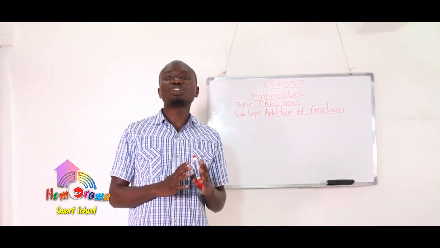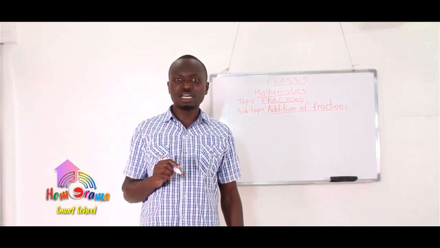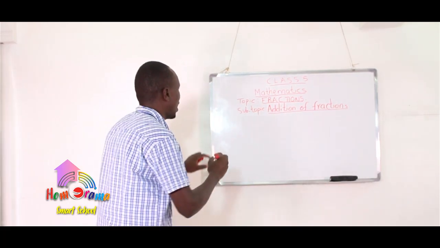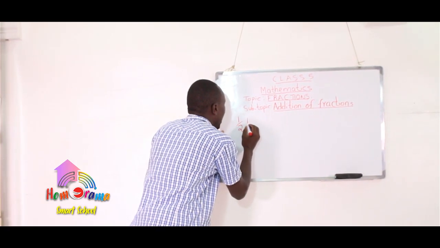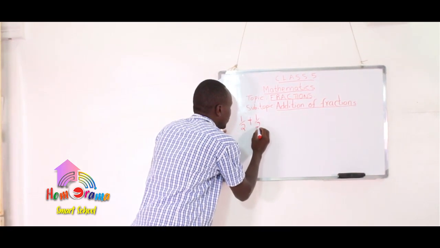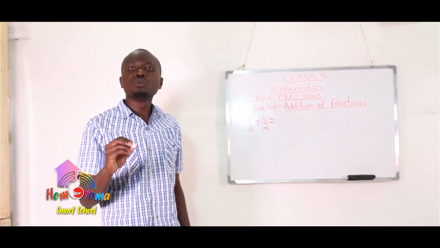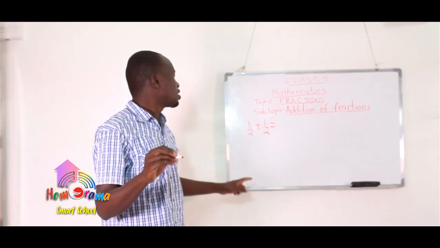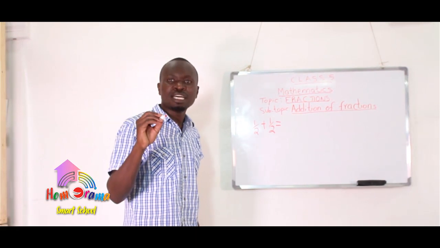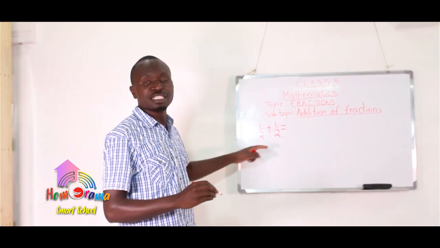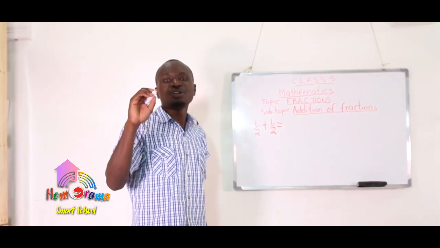I will start with addition of a fraction by a fraction. For example, I'm going to take a half and add on to a half. I'm adding fractions whose denominators are the same. The denominators are the same, so in this case my denominator will remain the same. Same concept that we were taught in class 4.